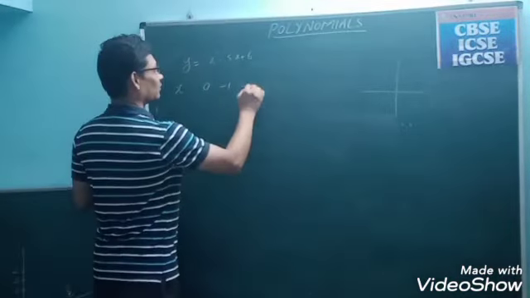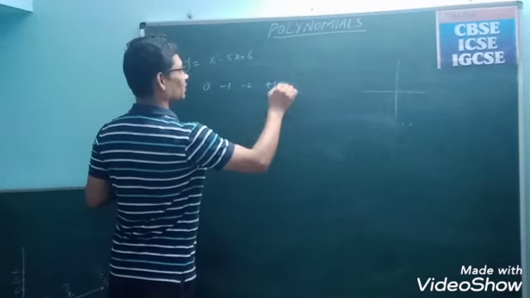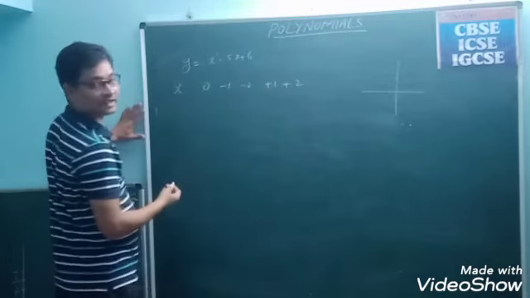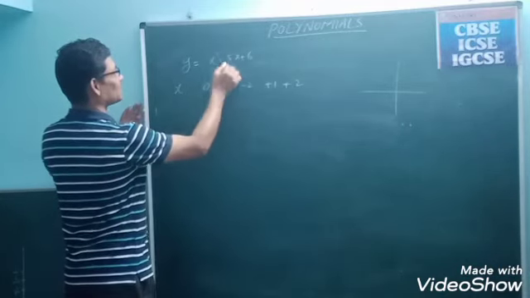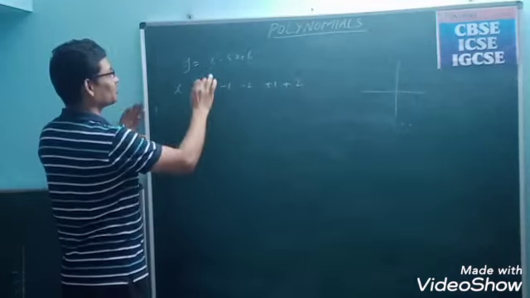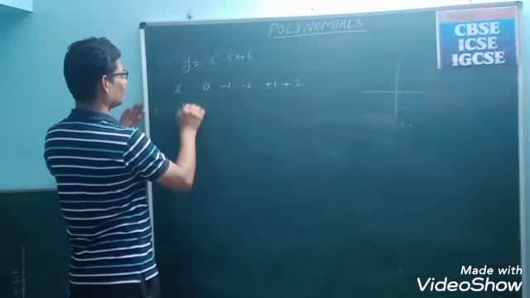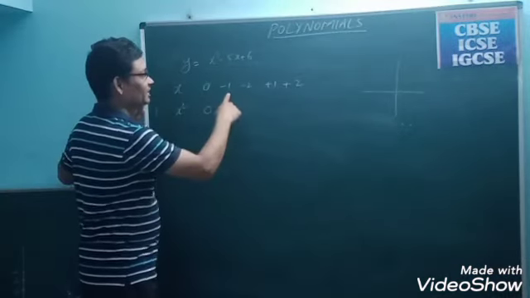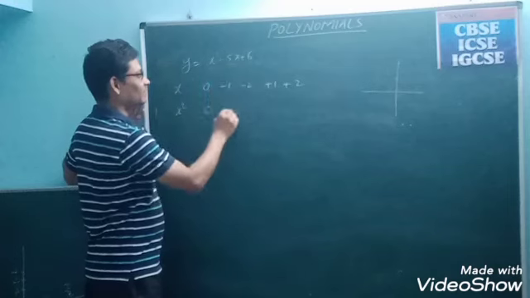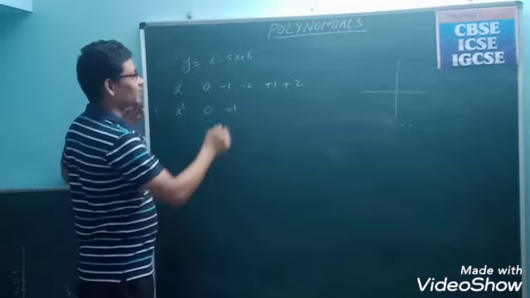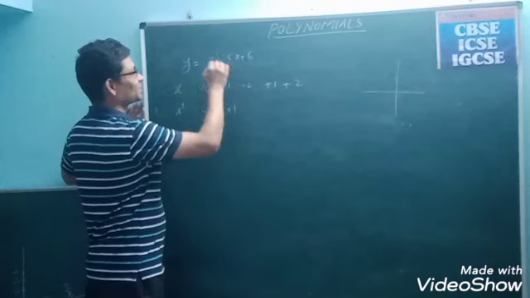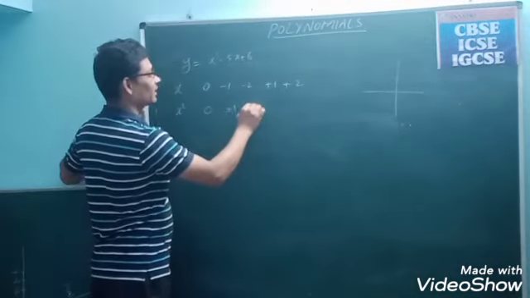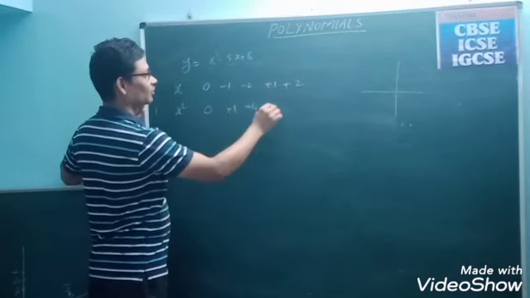Okay, -1, -2, +1, +2. If x is these numbers, what are the values of each term? Let me find each and every term. I am substituting these x values here. So if x is 0, what is x square? If x is -1, -1 square will become +1. If x is -2, I am just finding the first term, x square, so it will be +4.